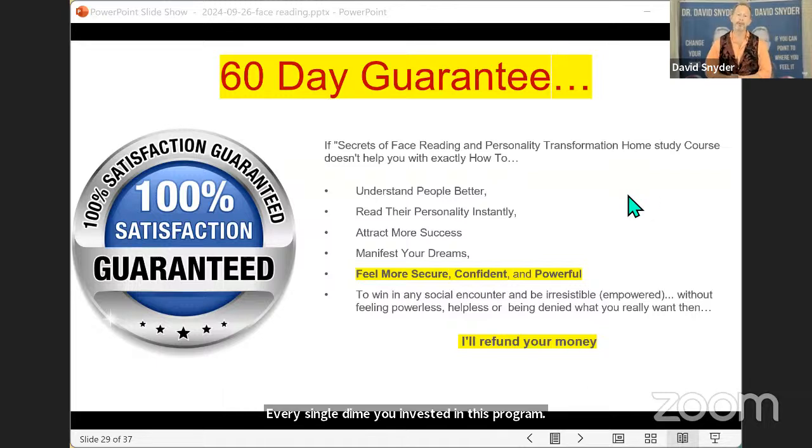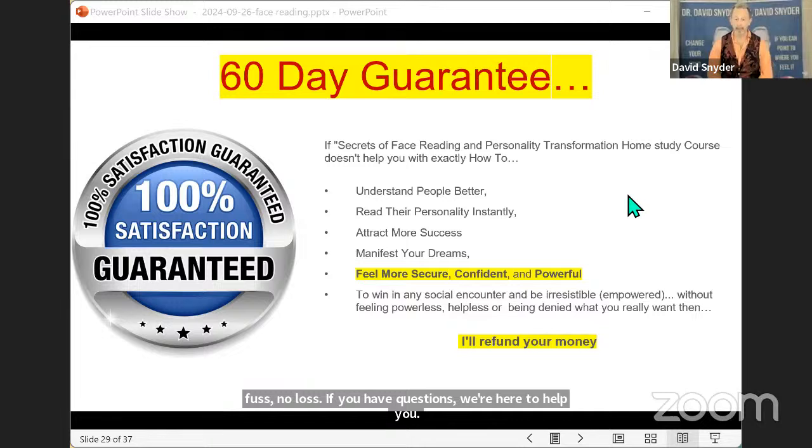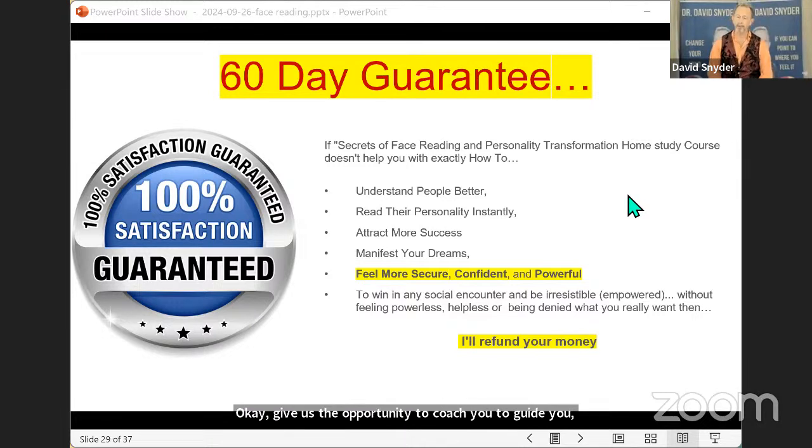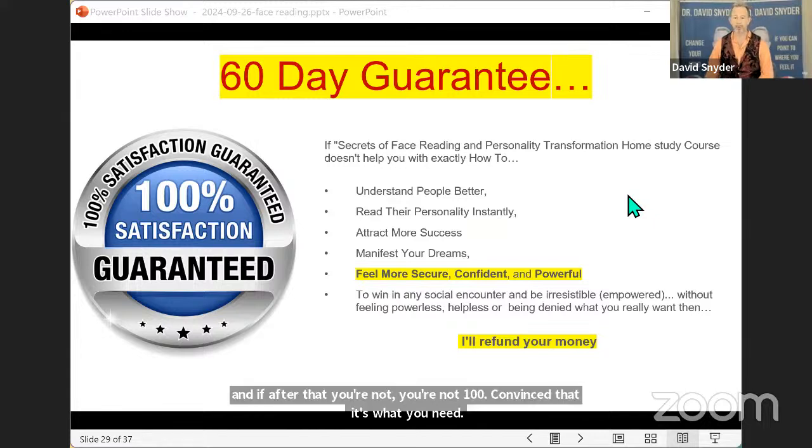But I promise you, you'll be happy because you'll realize you underpaid for this course. You have absolutely zero risk. If after 60 days you're not moving the needle of your life in a way that allows you to become the best version of yourself, we'll refund every dime. No fuss, no muss. If you have questions, we're here to help you. Give us the opportunity to coach you, to guide you. And if after that you're not 100% convinced that it's what you need, we'll give you the money back. Because if it doesn't work, we don't want your funds.